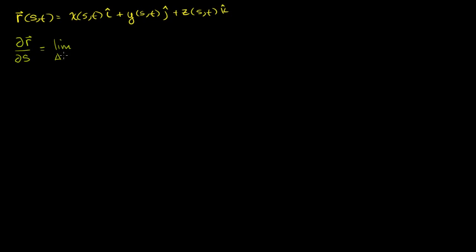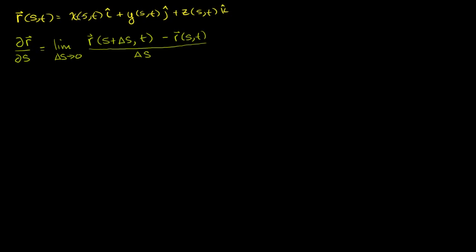I'm going to define it as being equal to the limit as delta s approaches 0 of r of s plus delta s, comma t. We're only finding the limit with respect to a change in s. We're holding t, you can imagine, constant for a given t, minus r of s and t, all of that over delta s.